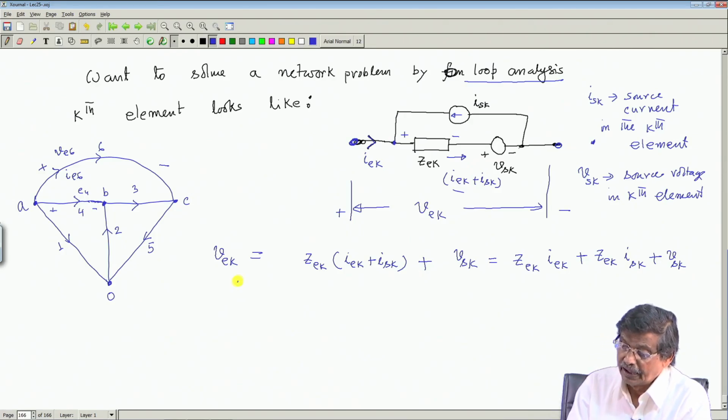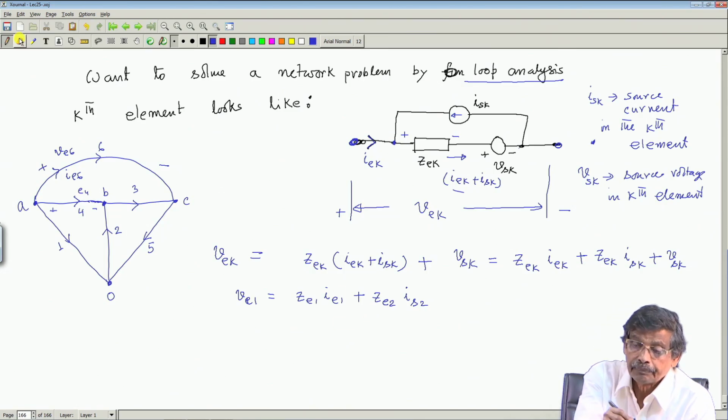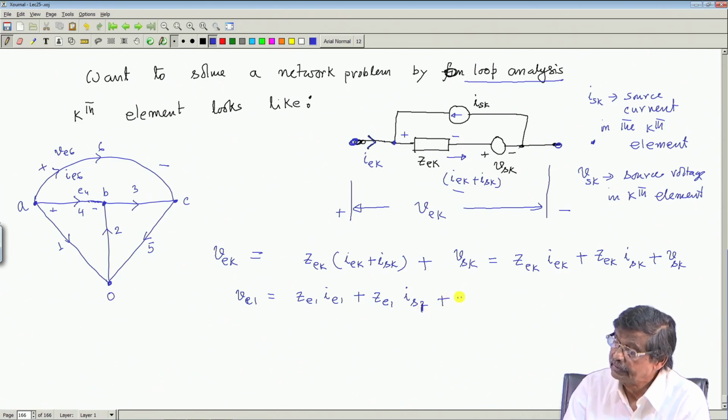Therefore, I will just show you, write this one like VE1 will be in general ZE1 IE1, putting k equal to 1, you get VE1 equal to ZE1 IE1 plus ZE1 IS1, plus, if I miss a term point out, plus VS1. This will be the thing.